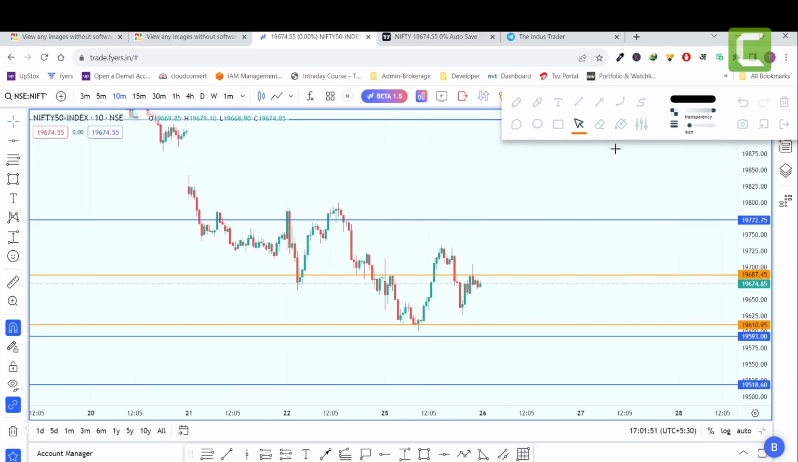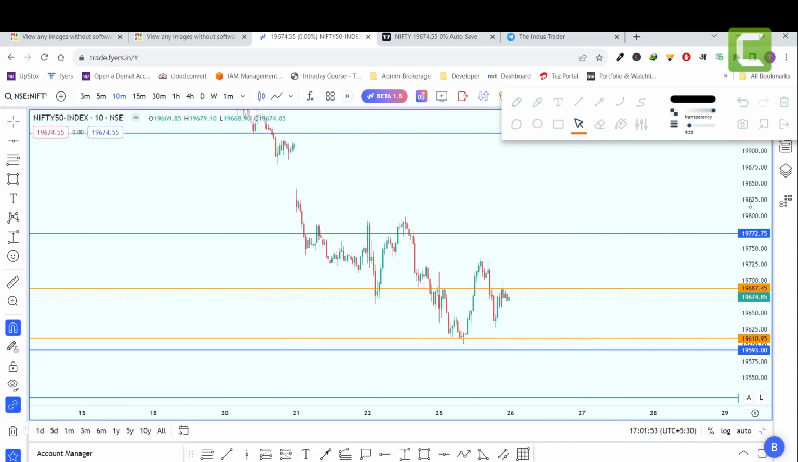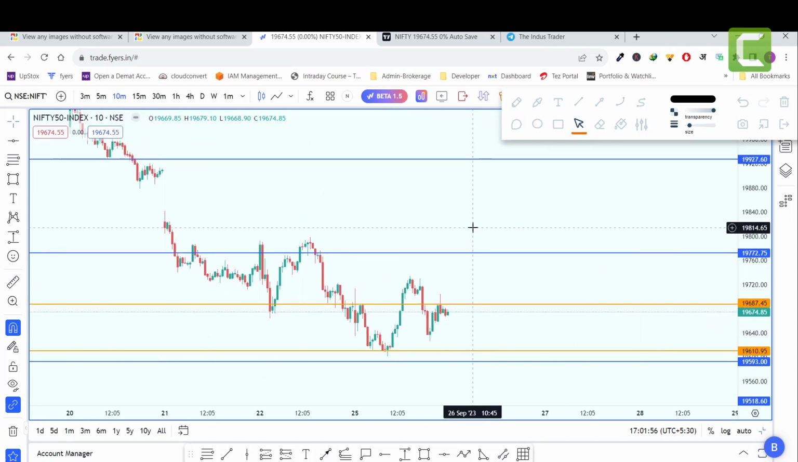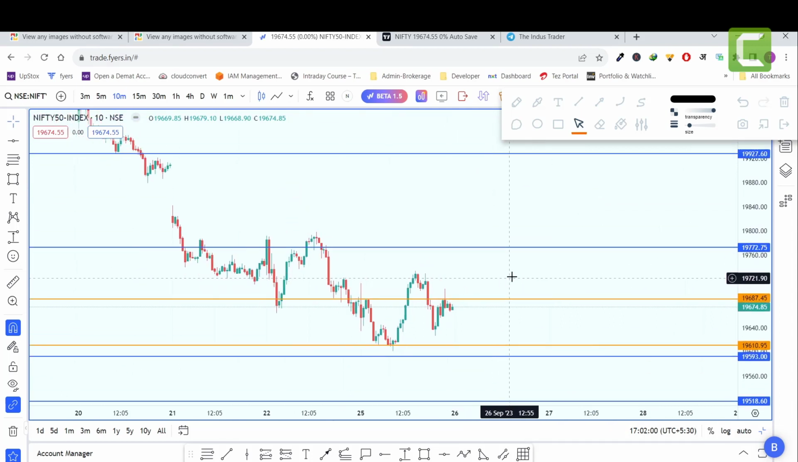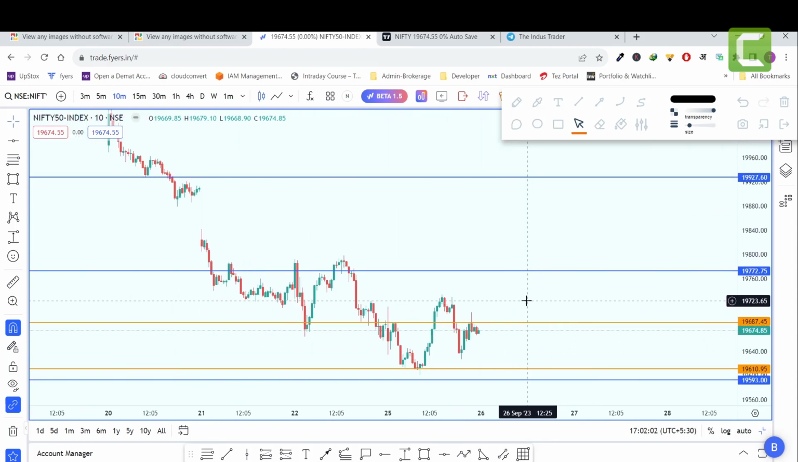So that's for the short side. I'm not sharing a short side because I'm not feeling it will breach 19,518. But if it happens, because in the stock market anything is possible, I will give all the updates in the Telegram. So make sure you join the Telegram channel.